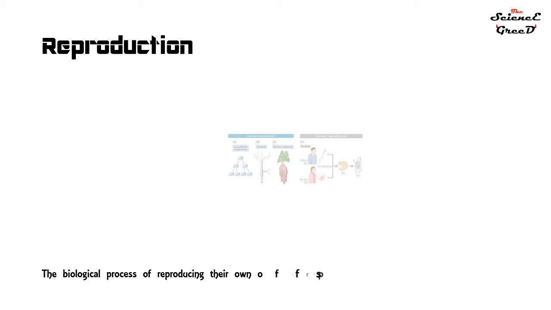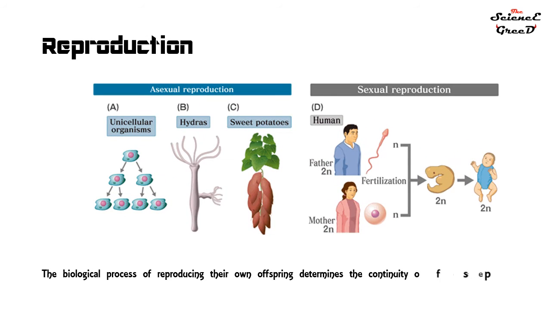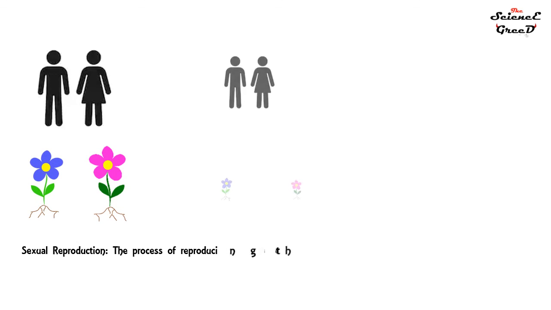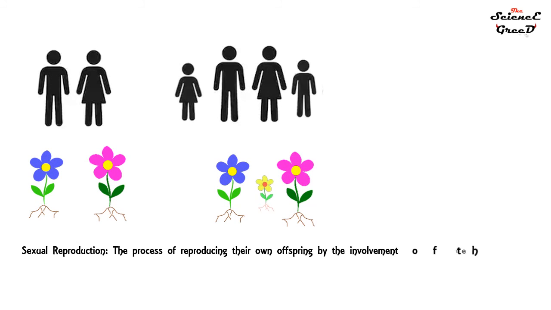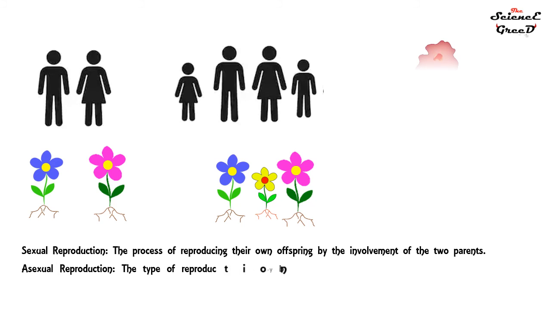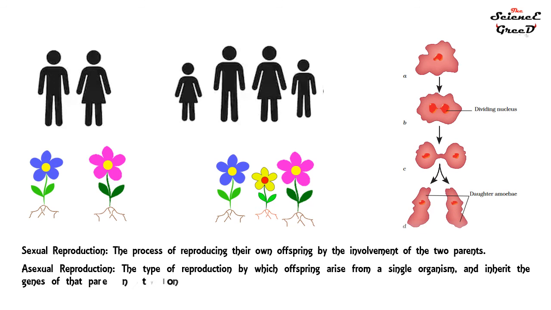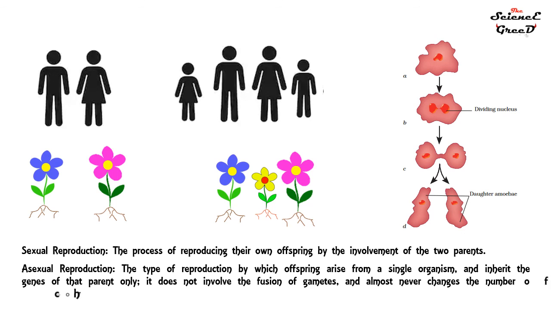The biological process of reproducing their own offspring determines the continuity of species, generation after generation. The basic types of reproduction are sexual and asexual reproduction. Sexual reproduction, the process of reproducing their own offspring by the involvement of the two parents. Asexual reproduction, the type of reproduction by which offspring arise from a single organism, and inherit the genes of that parent only. It does not involve the fusion of gametes, and almost never changes the number of chromosomes.